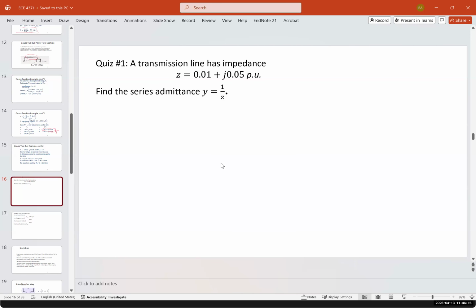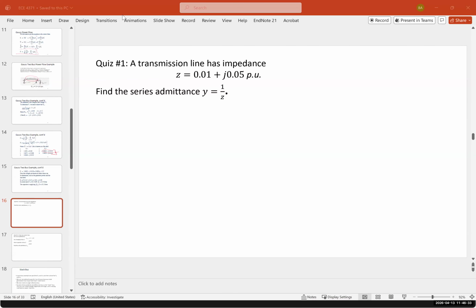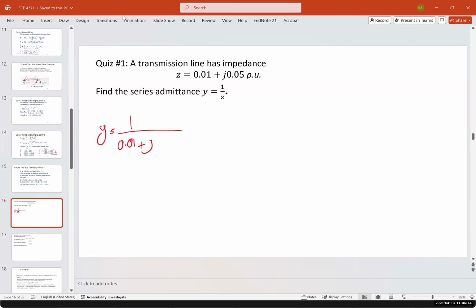Okay, did any of you get it? J19.23, sorry, 19.23. Yes, that is correct. Thank you. So Y is going to be equal to 1 over Z, which is 1 over 0.01 plus J0.05. There are multiple ways that you can solve this. You can convert this to phasor form, divide it, and convert it back.